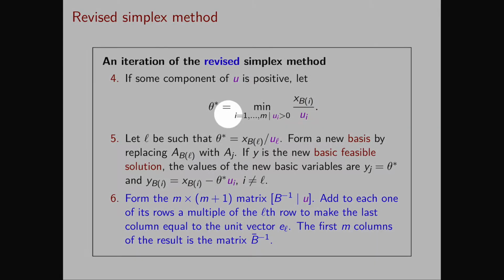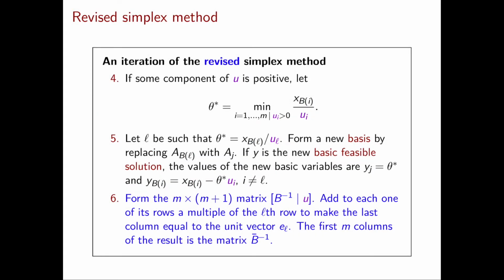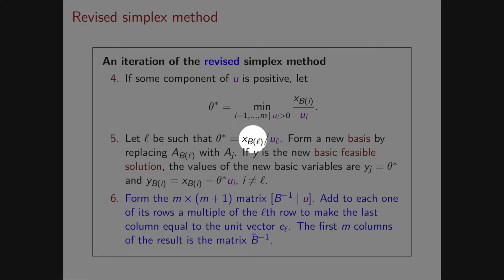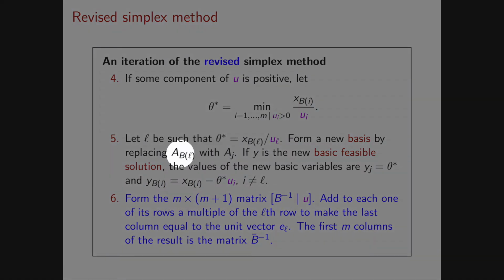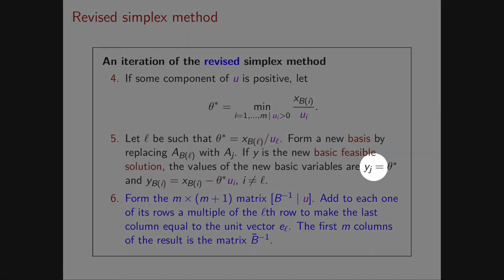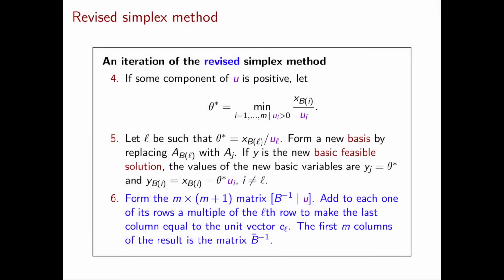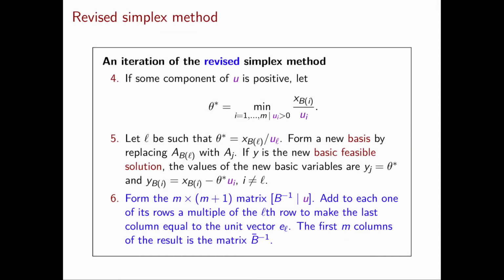We denote by L the index which achieves the minimum in the definition of theta star. So theta star is equal to xbl over ul. We form the new basis by replacing ABL with AJ, and we denote by Y the new basic feasible solution. The basic components of Y can be easily computed with Yj equal to theta star and Ybi equal to xbi minus theta star ui for i different from L. At this point in the naive implementation we were done.